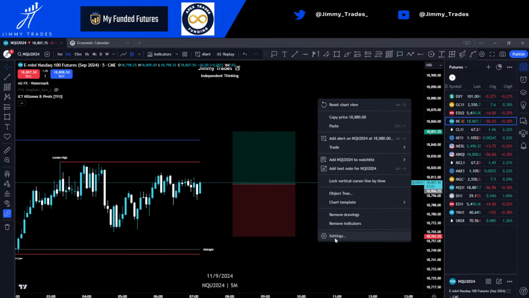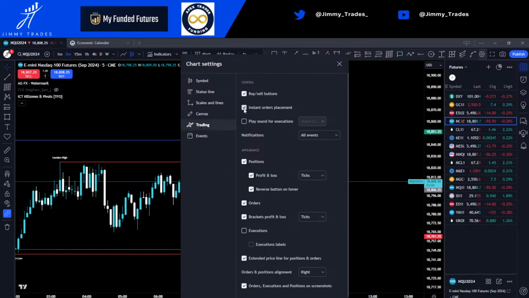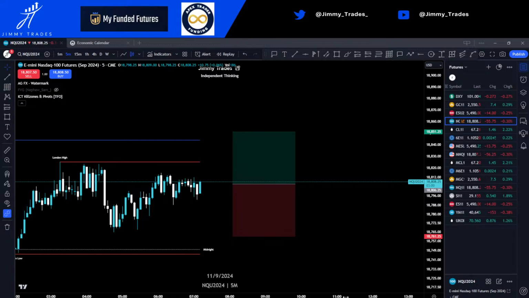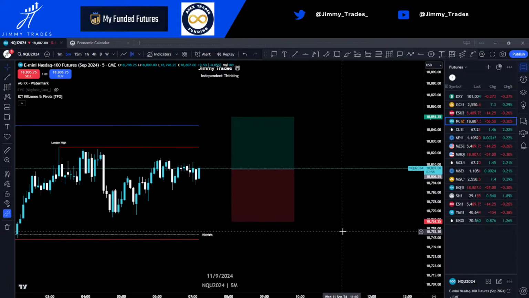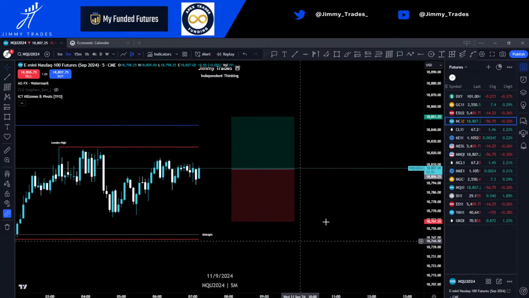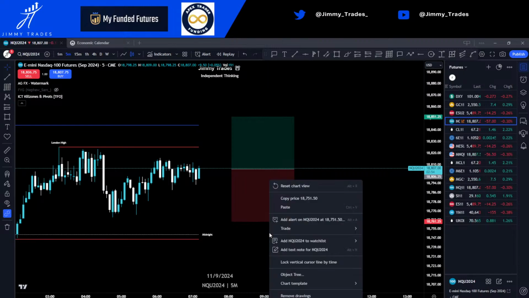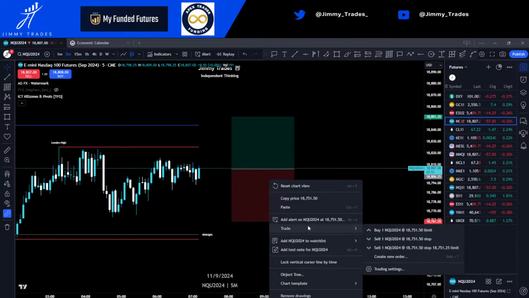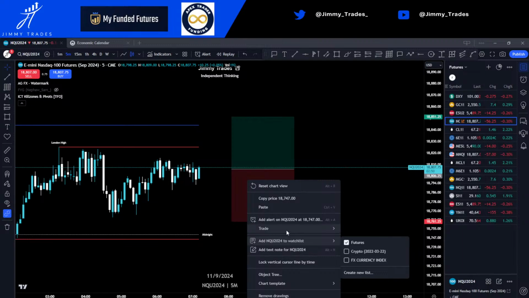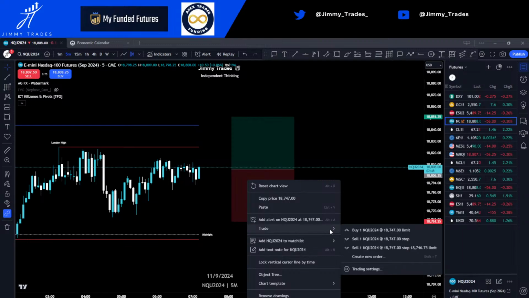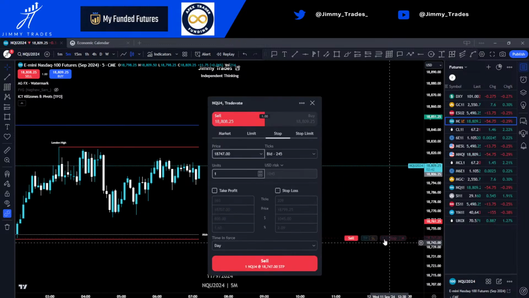We're going to go into settings. We're going to make sure instant order placement is turned off for the time being. And then under price, we are going to right click, under price, trade, and we're going to choose sell stop. We're going to get our trade panel up here.